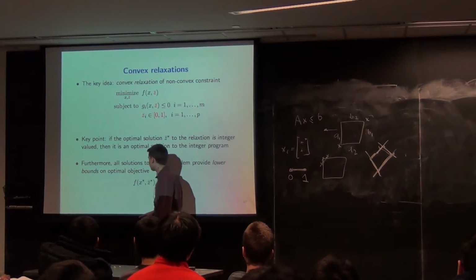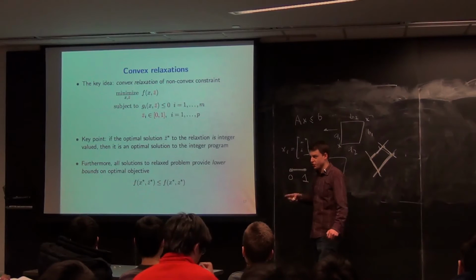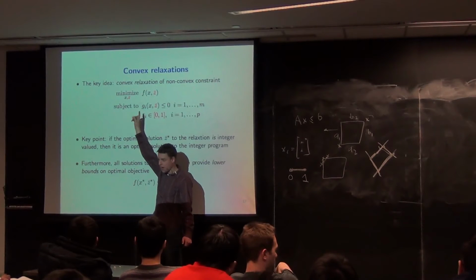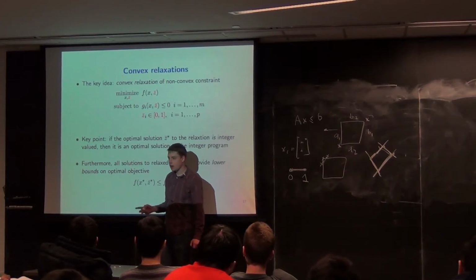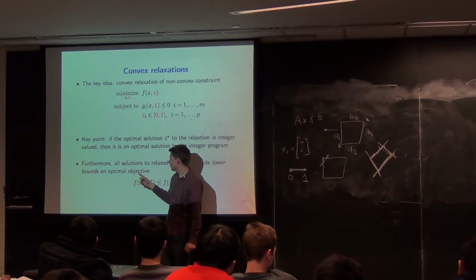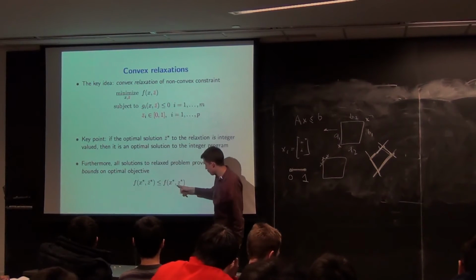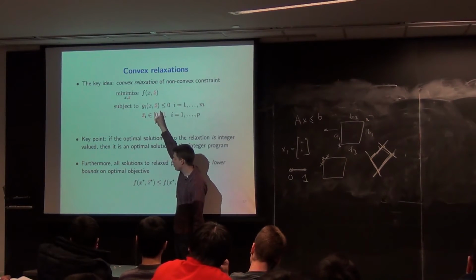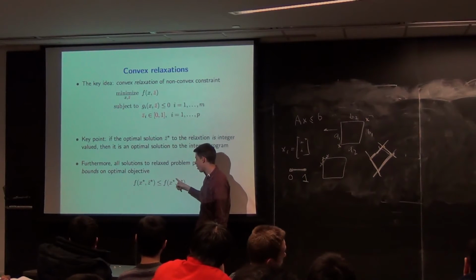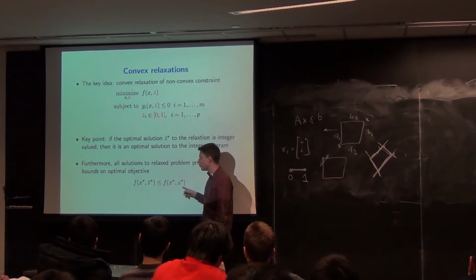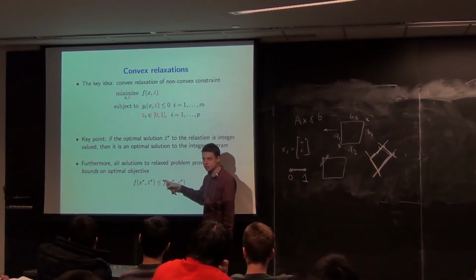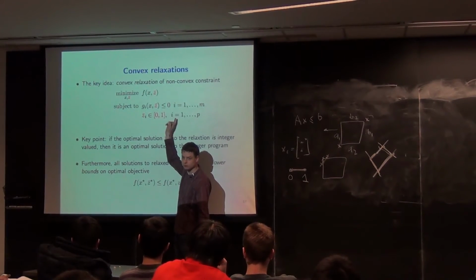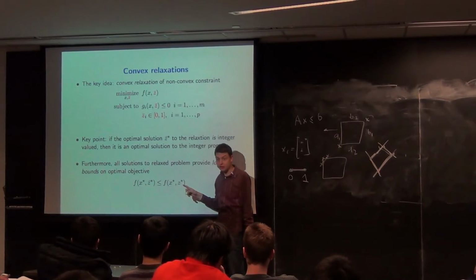Secondly, all the solutions to this relaxed problem, that is, any solution we find to this problem, is going to be a lower bound on the optimal value. Let's put it another way: if we solve this problem and plug it into the f, this will be a lower bound on the true f. So z bar star here is the optimal value where we allow fractional numbers or intermediate values, and z star is the optimal integer solution.